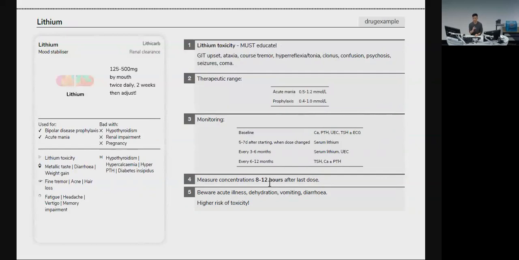And I think the other thing to note about lithium is that toxicity is more likely if you have fluid and electrolyte imbalances. So in cases of acute illness, dehydration, vomiting, diarrhea, which often come up in the EMQs, lithium toxicity is often one of the options, or it was often the answer.